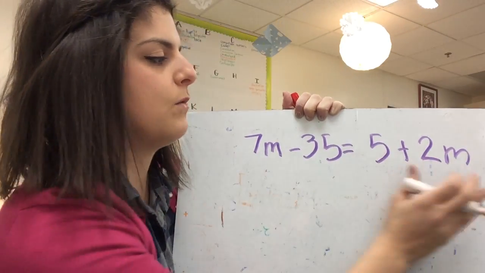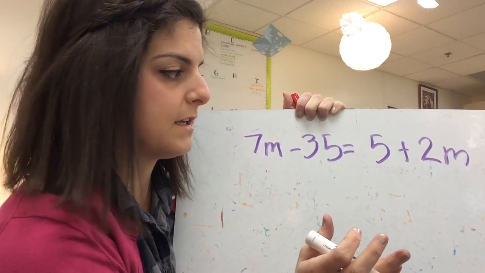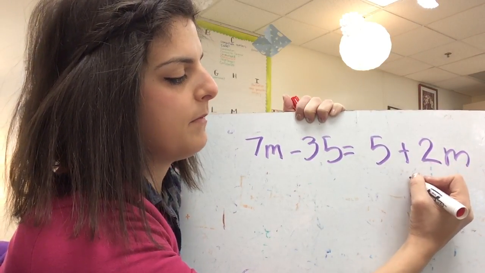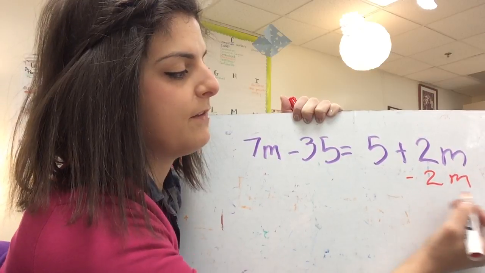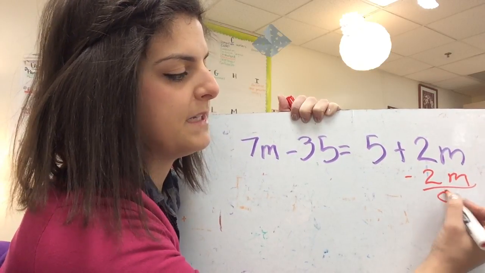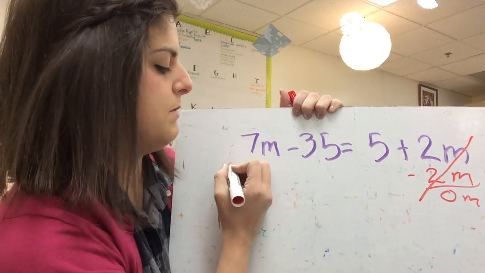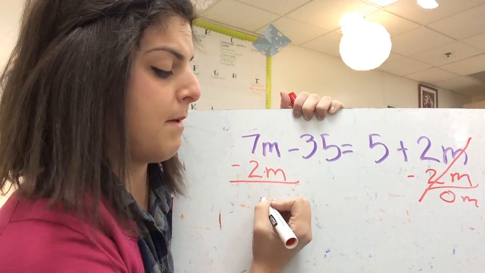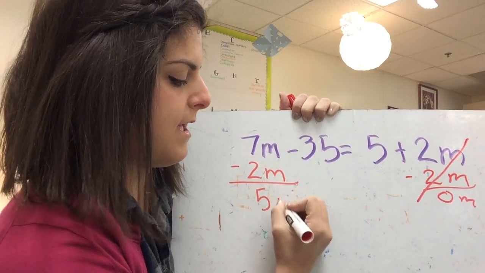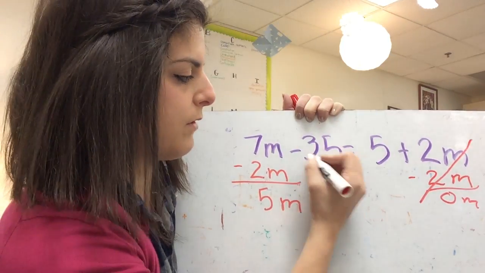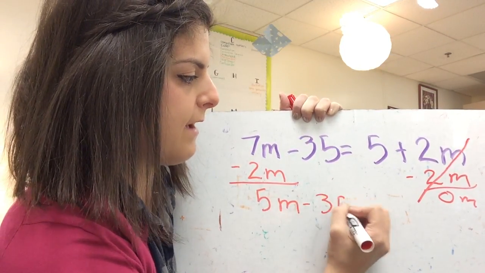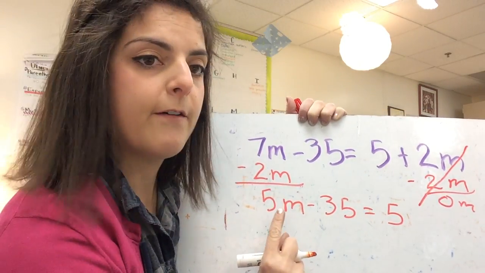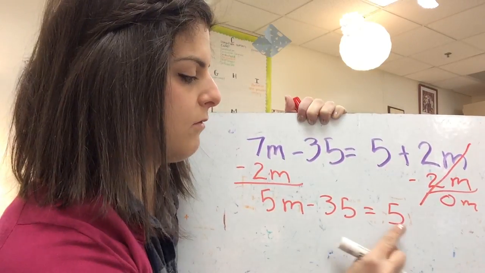So I want to do this in a way that's going to end up with no negative numbers on either side. So instead, I'm going to say minus 2m to get rid of this on this side, because minus 2m would be 0m on this side, right? So I'm going to bring it over here and say minus 2m. 7m minus 2m is 5m, okay? And we're still left with the rest of the problem. Minus 35 equals 5, okay? So we now have 5m minus 35 equals 5.